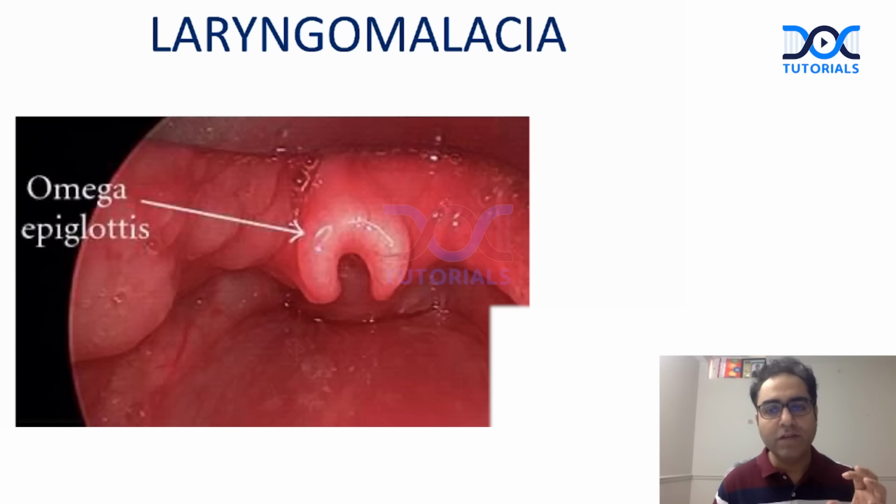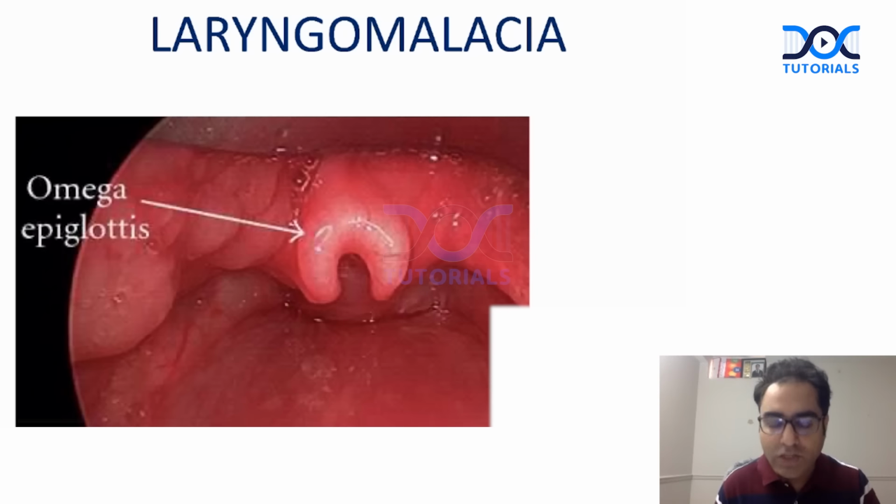Laryngomalacia, very famous disease. Laryngomalacia is the most common congenital anomaly of the larynx. It is the most common cause of neonatal stridor. It is also called congenital neonatal stridor, or congenital laryngeal stridor. Now, this is a weakness of the supraglottis, and the famous clinical picture on endoscopy shows an omega-shaped epiglottis.